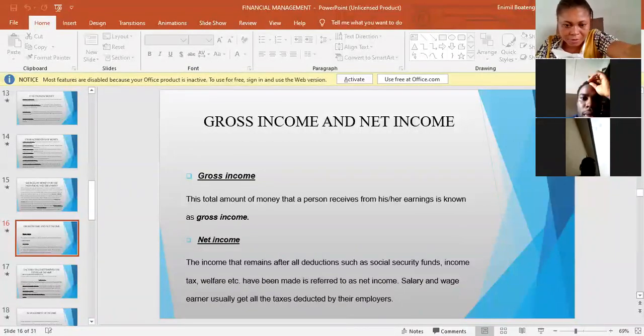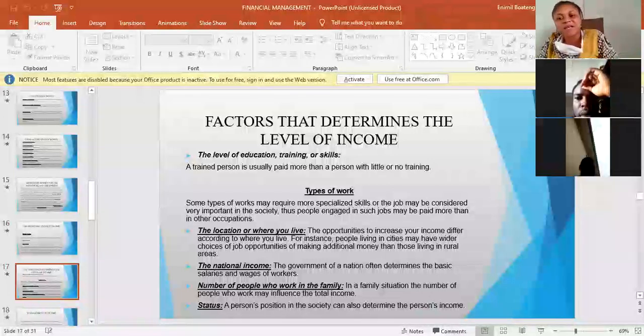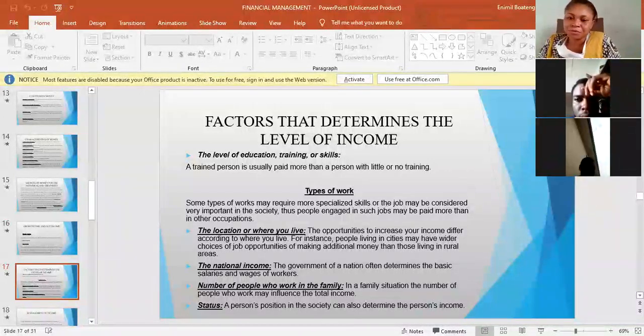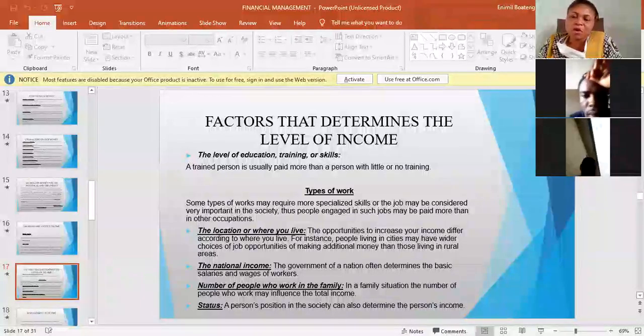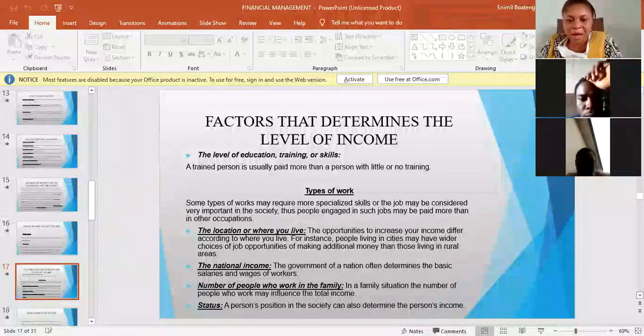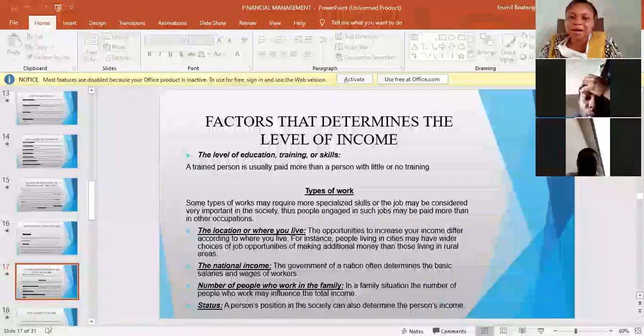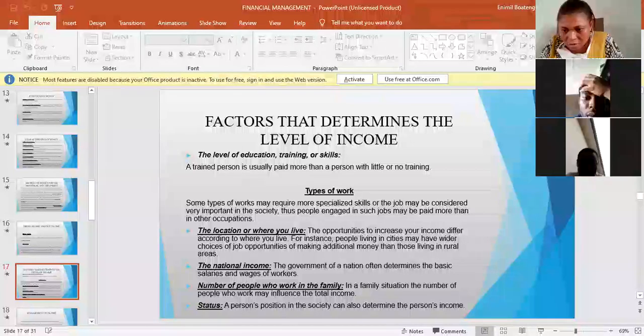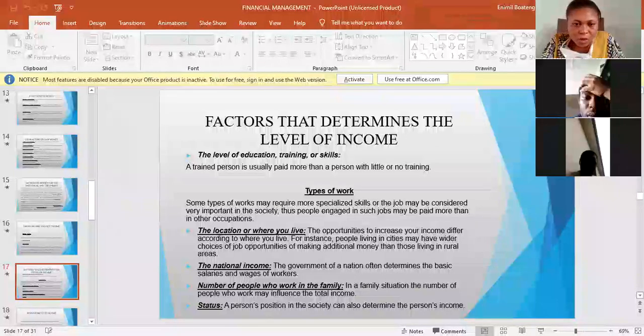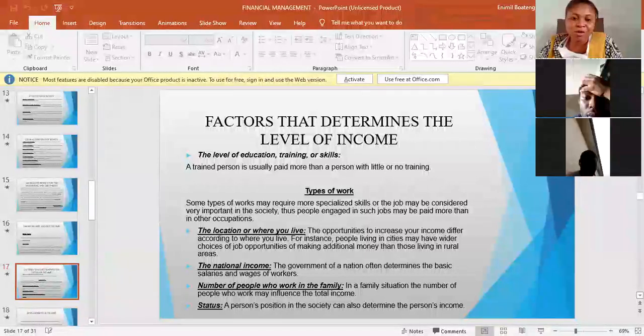Yes. Okay. Now, there are some factors that determine the level of income. We are coming to look at that. We all don't have the same level of income, and what accounts for this is what we are coming to look at. The first one is the level of education, training, or skills.